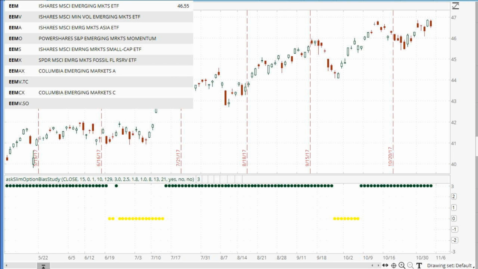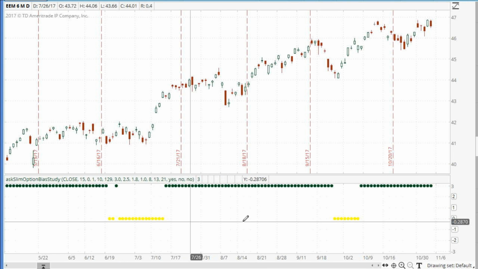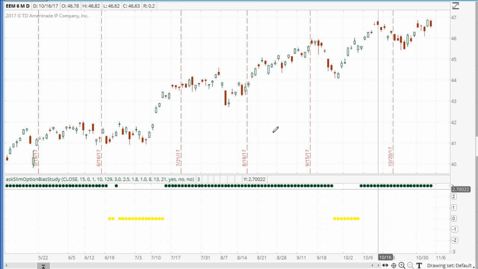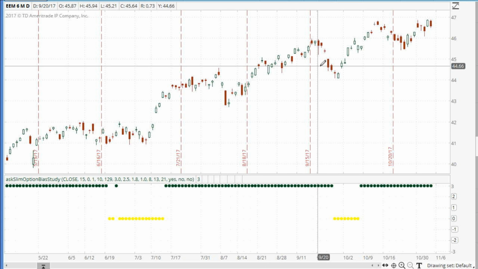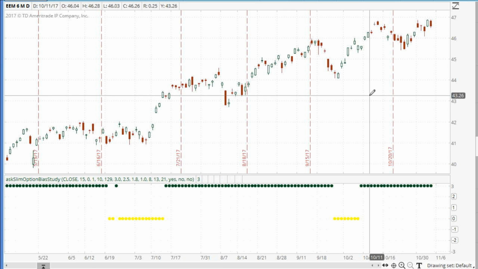The emerging markets, look at that. Got neutral a couple times, but basically in these little corrections right in here didn't really mean very much, and just positive the whole period of time there in emerging markets. You think it only works on the downside?